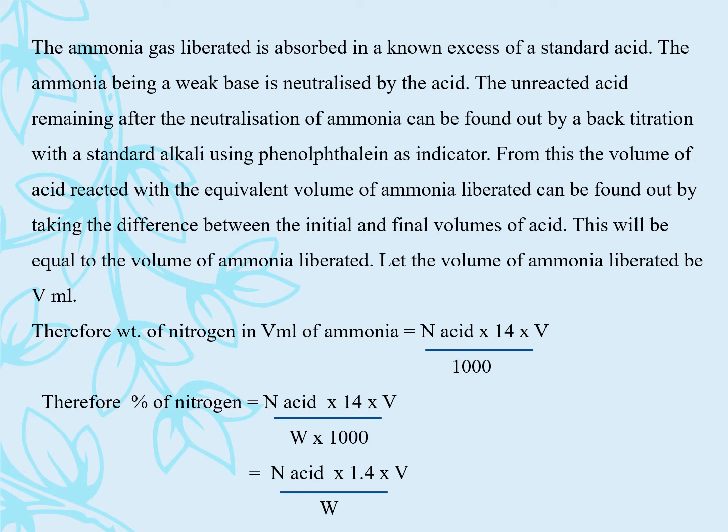So now therefore the percentage of nitrogen is equal to normality of the acid into 14 into V by W into 1000, which is equal to normality of the acid into 1.4 into V by W. So this is how the percentage of nitrogen is determined.